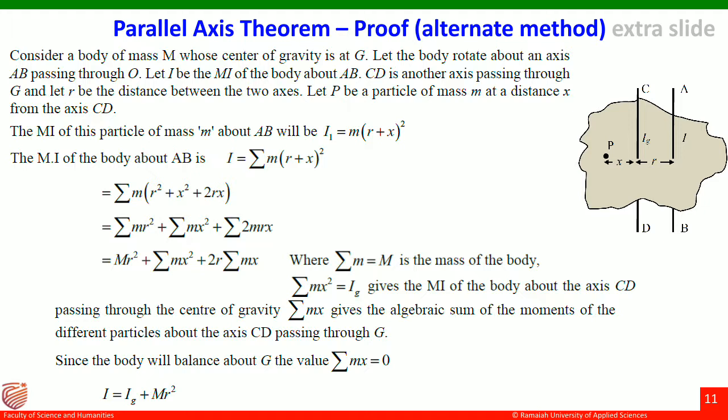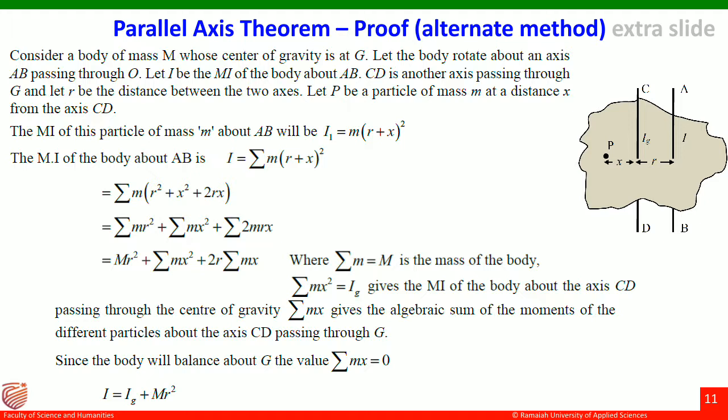The moment of inertia of the body about AB, I, is equal to the summation of m into r plus x whole square. We know that a plus b whole square can be written as a square plus b square plus 2ab, so r plus x whole square is r square plus x square plus 2rx. Now we will separate the terms. The first term becomes summation of m r square, the second term is summation of m x square, and the third term is summation of 2 m r x.